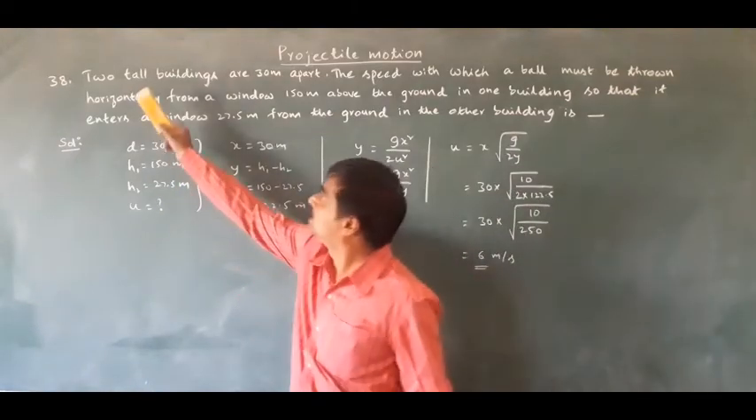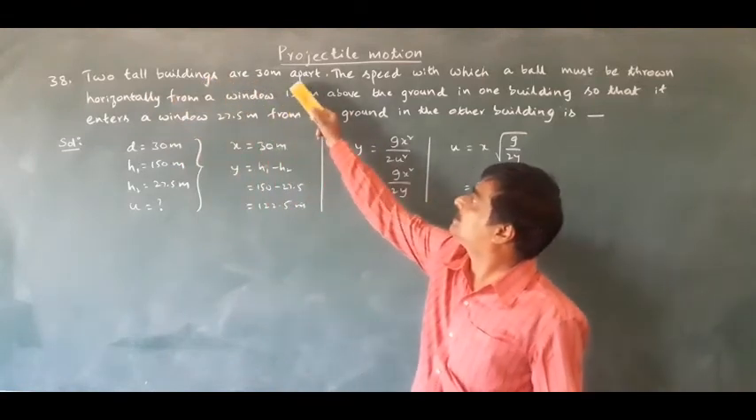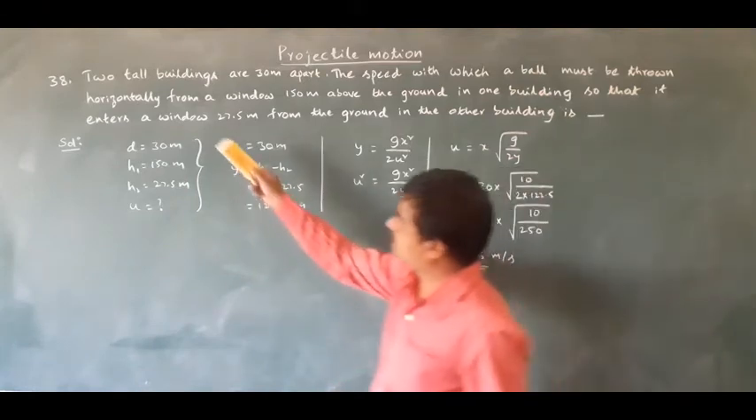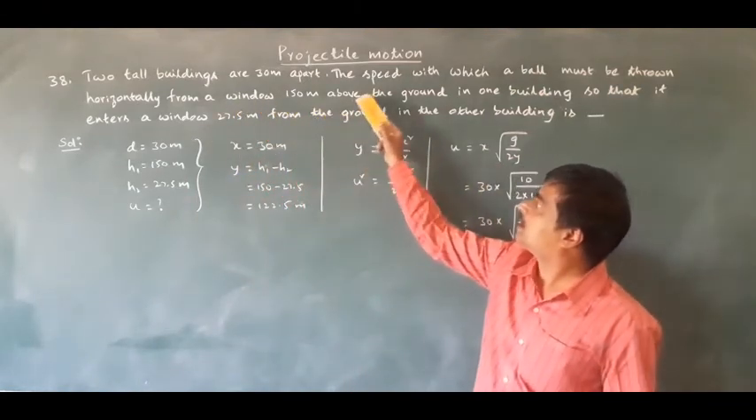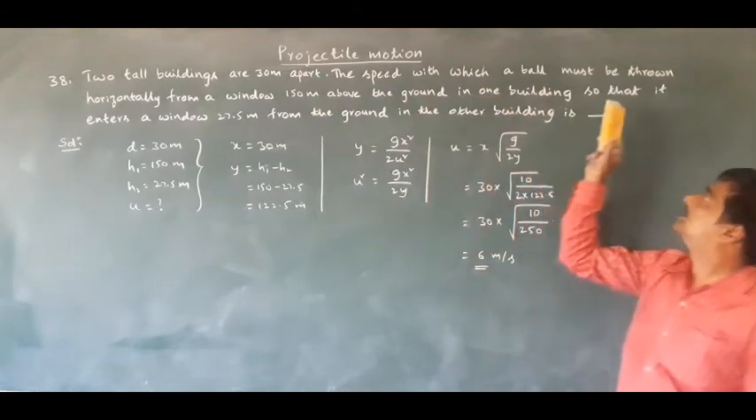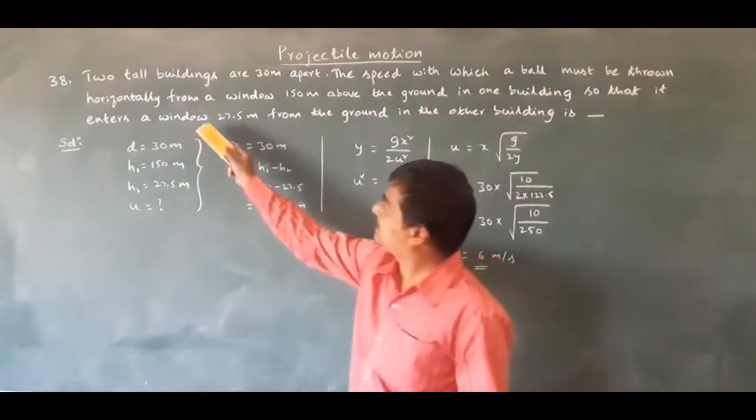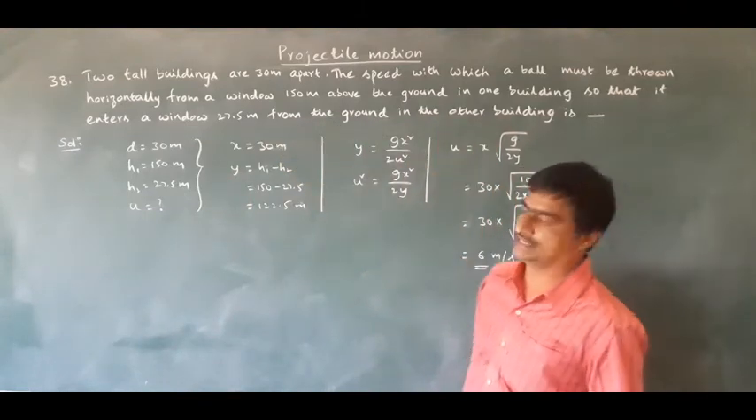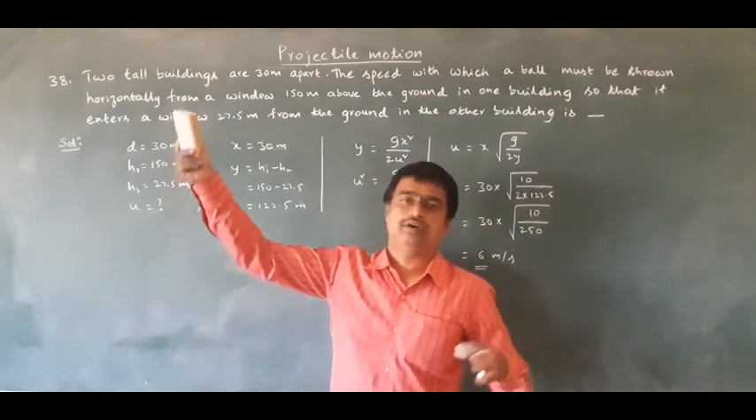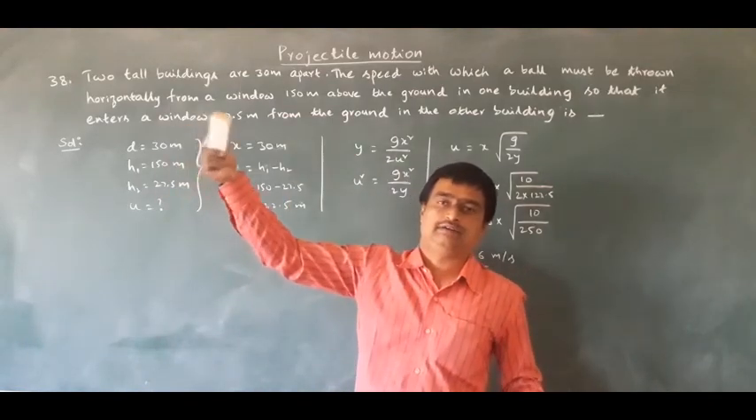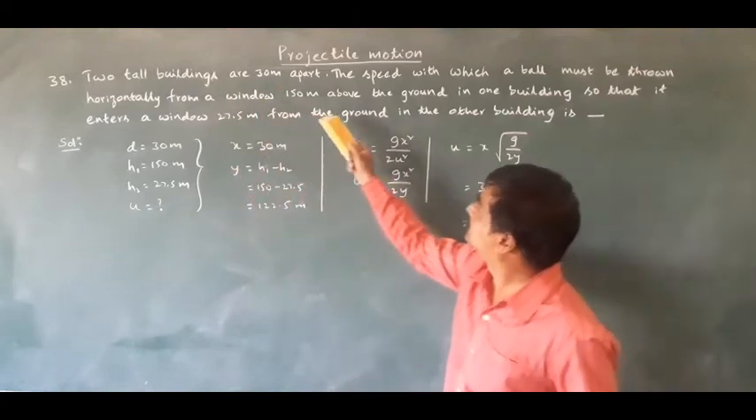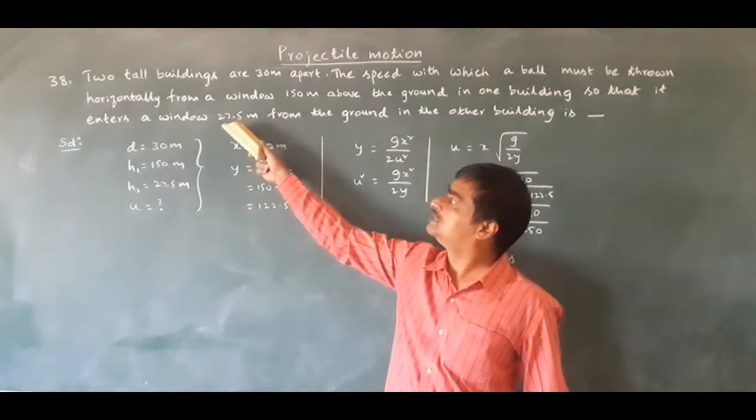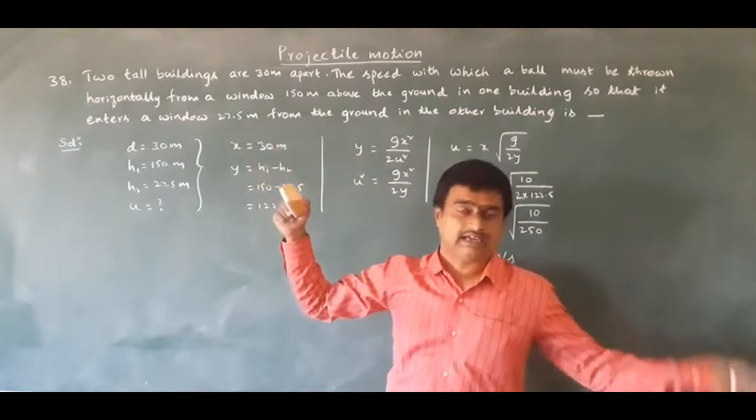Okay, next problem is two tall buildings are 30 meters apart. The speed with which a ball must be thrown horizontally from a window 150 meters above the ground in one building so that it enters a window 27.5 meters from the ground in the other building is. They are throwing a ball from one building to the other building from a certain height. It is from a height of 150 and it has to enter into a window which is at 27.5 meter in the other building.